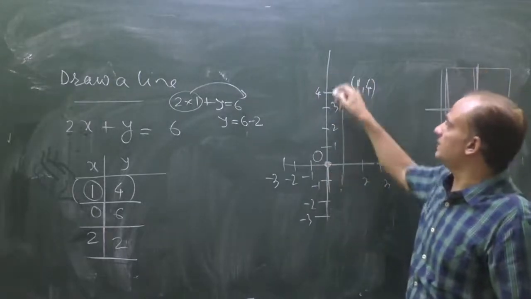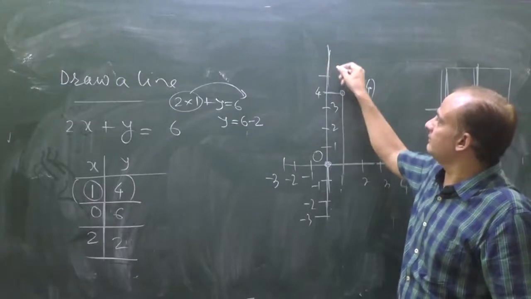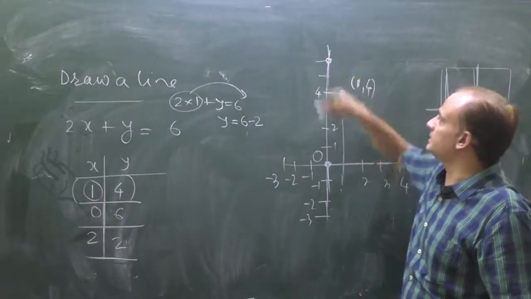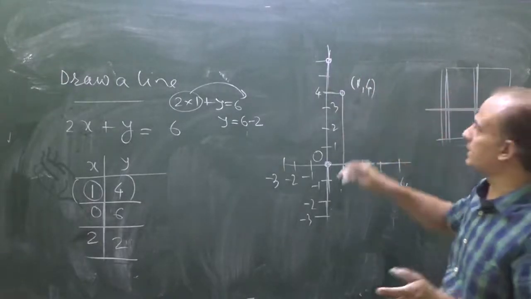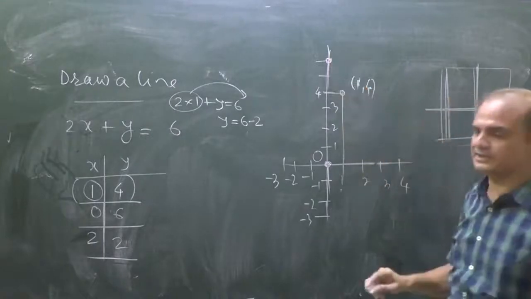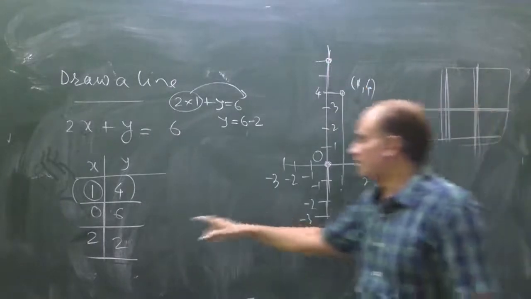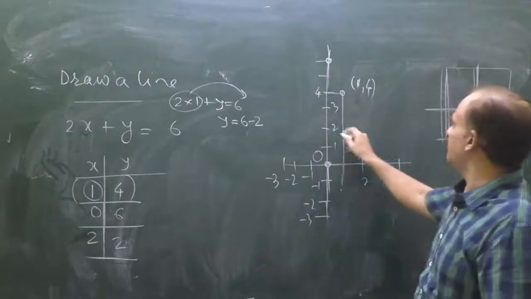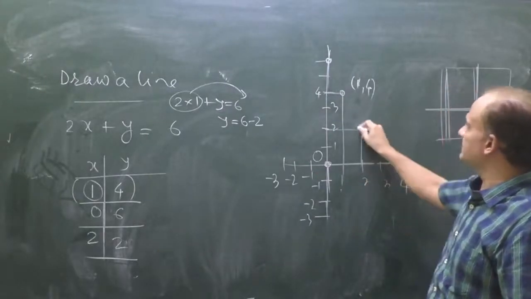So y 6 will be here. 5, 6. So the next point is this. So now it would be clear to you that the line will be like this. But let's consider one more point, 2,2. Where will it be lying? And this is this.